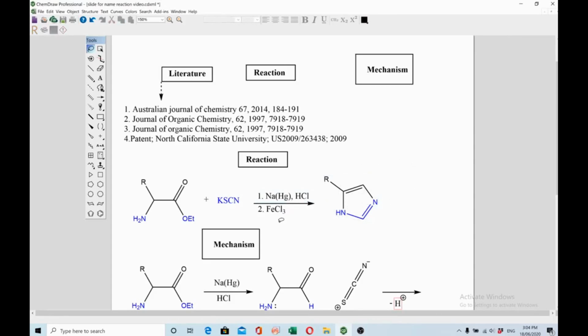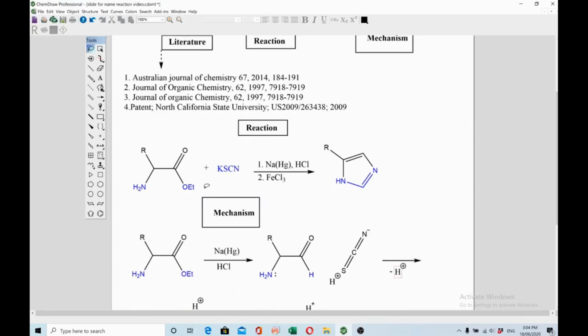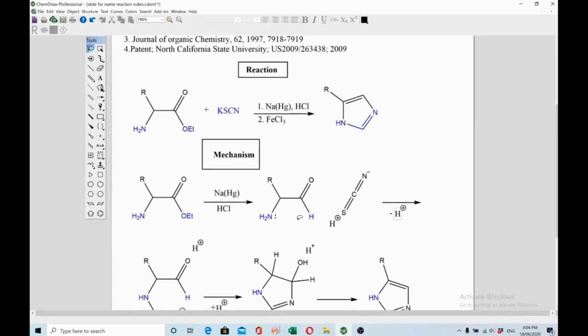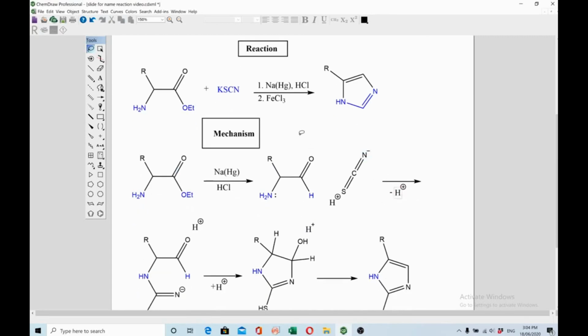The key question is how this reaction takes place, what is the mechanism of this reaction, and what are the key steps. First step is the reduction step. I have written this whole mechanism. I will show you the arrows because it's quite time-consuming to draw structures and speak during the lecture, and the video becomes very long. That's why I have written the structures and then explain them, but I will show you the curly arrows in a moment. So the first step is the reduction of ester into aldehyde.